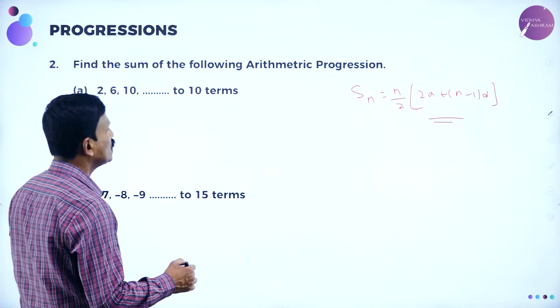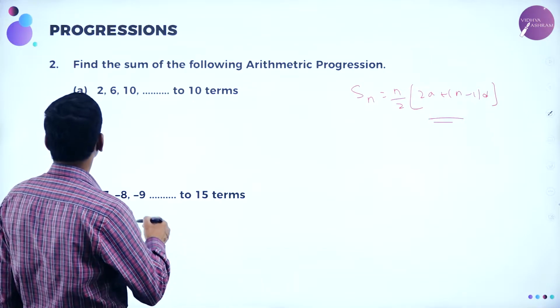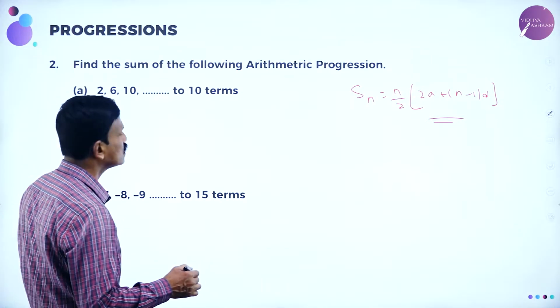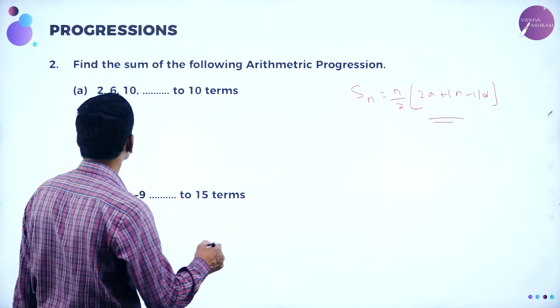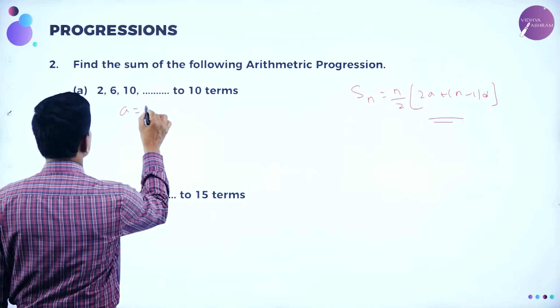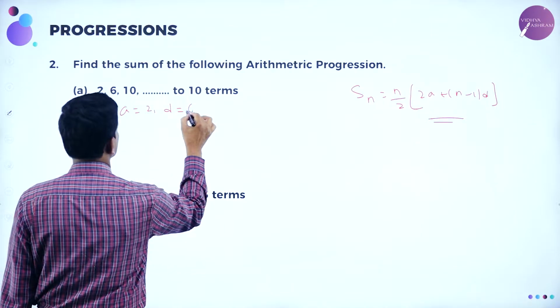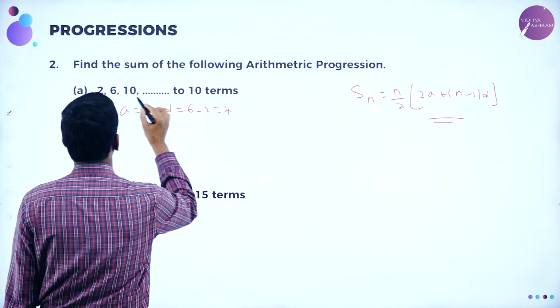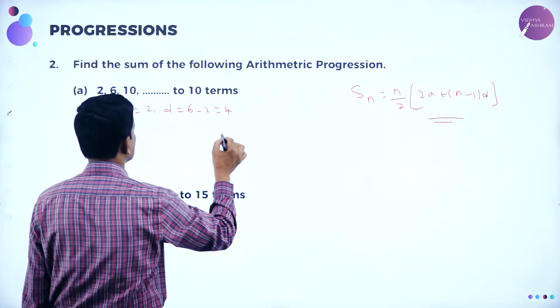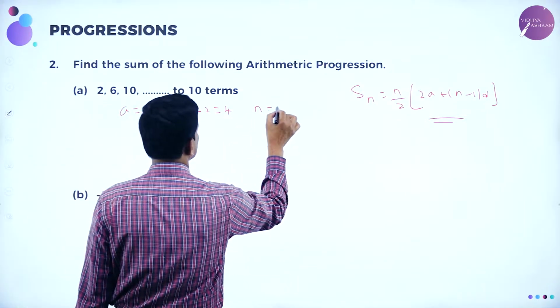Find the sum of the following arithmetic progression: 2, 6, 10, etc., up to 10 terms. So here, what is given? a = 2 and the common difference d = 6 − 2, which is 4. Similarly, 10 − 6 is also equal to 4. To n terms, n = 10.